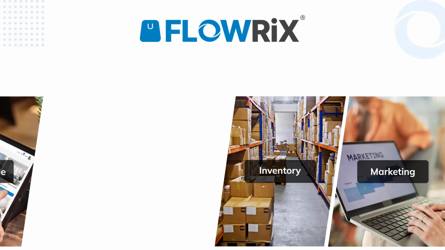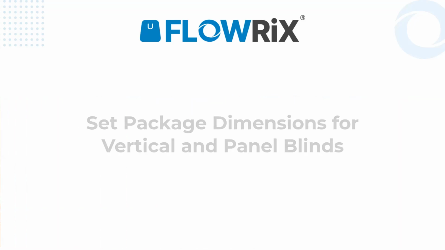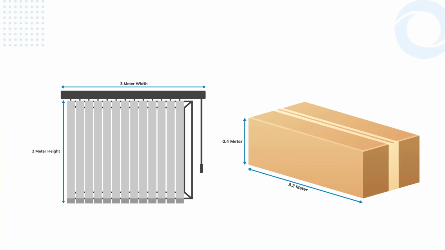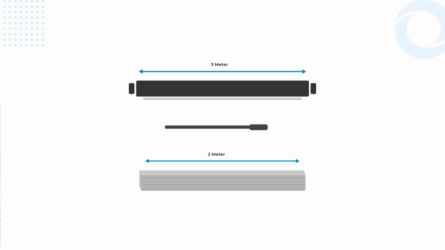In this video, we'll walk you through the steps to set package height, width, and depth for vertical and panel blinds, enabling automated shipping calculations. Vertical blinds ship differently than their assembled size. Blades are separated from the frame, so their shipping dimensions are not the same as the product dimensions. Providing precise package sizes ensures accurate shipping costs and efficient bookings.